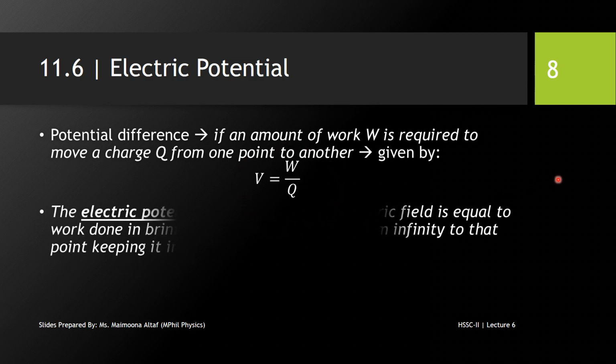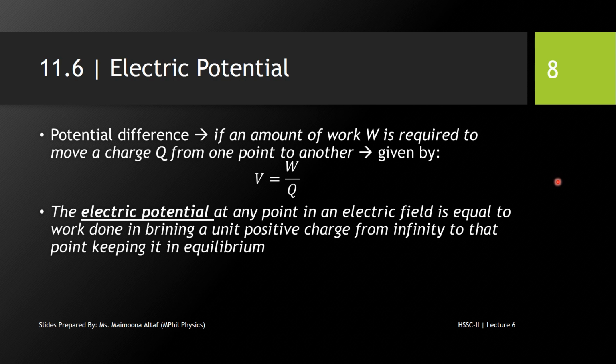Now if we have to define what is electric potential, the electric potential at any point in an electric field is equal to the work done in bringing a unit positive charge from infinity to that point, keeping it in equilibrium. The electric potential of any point is equal to the amount of work done while bringing a positive charge from infinity to that point. So that will be equal to the potential of that point, whereas potential difference is calculated between the two points.